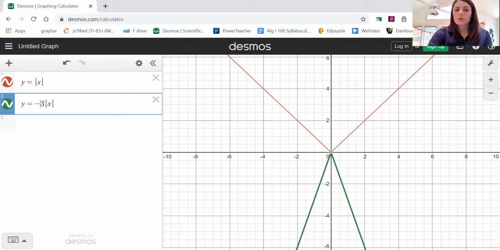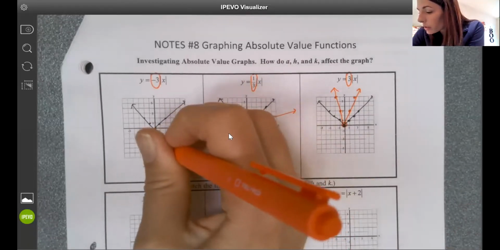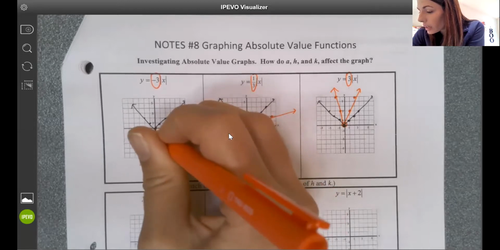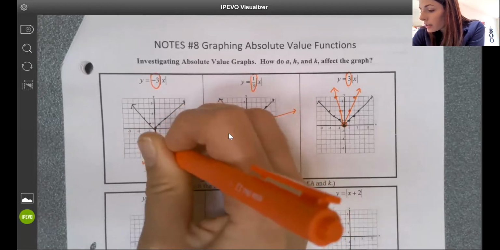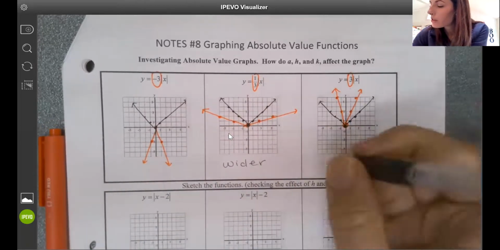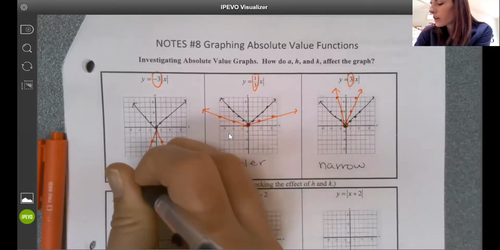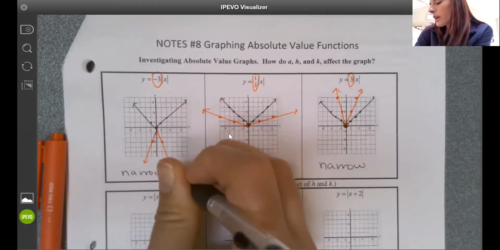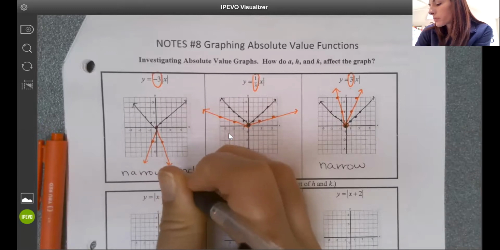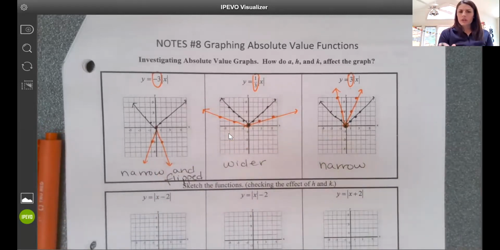So on our notes, when we have -3, it's still narrower because of the 3. And so, hold on, let me go back. The last one I didn't fill in. So this became more narrow. This is narrow and flipped. Okay, so that's just kind of investigating what does the number in front of absolute value do? And we can see some things that are happening.